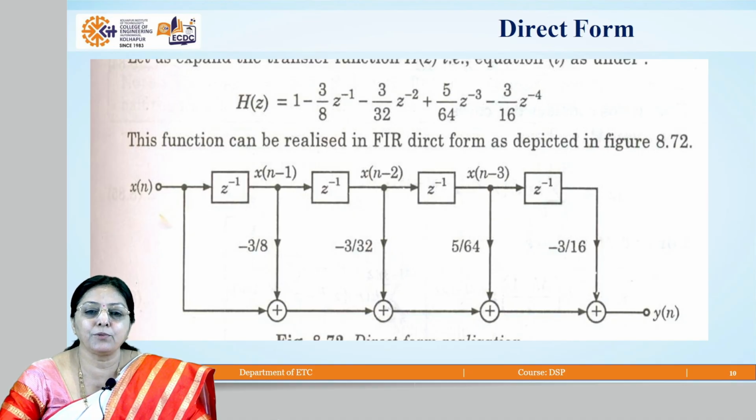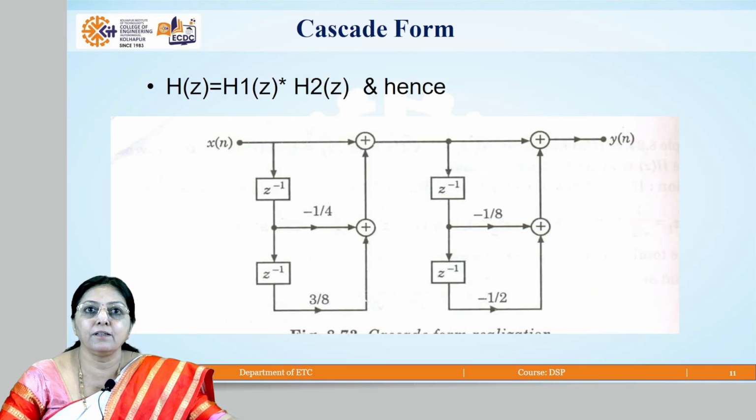So x of n is multiplied by 3 upon 8 z minus 1. Minus 3 upon 8 is the multiplier. This is the multiplier symbol, x of n minus 1. We call z minus 1 x of n minus 1. We require a single delay, input is x of n. Likewise, here we require another delay, that is x of n minus 2. Here we require z minus 3, one more delay, x of n minus 3, and x of n minus 4, that is z raised to minus 4. When you observe the constant terms, minus 3 upon 8 is a multiplier, then minus 3 upon 32, 5 upon 64, minus 3 upon 16, and this is our final output after the realization.